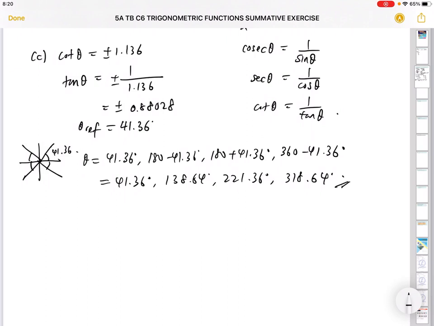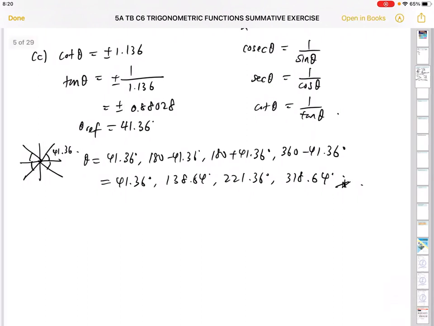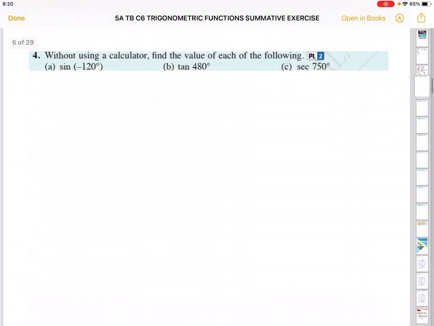Okay, yeah, this is, I would say, still quite easy, yeah? Pretty basic. Okay, now we still have a lot of questions coming up. Question number 3 done. Question number 4.